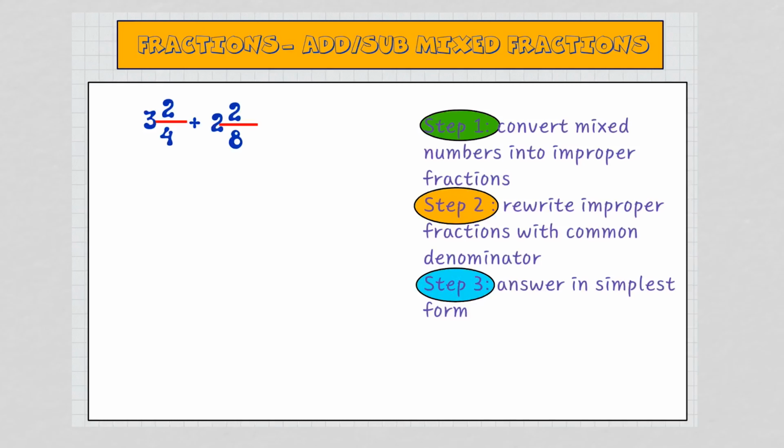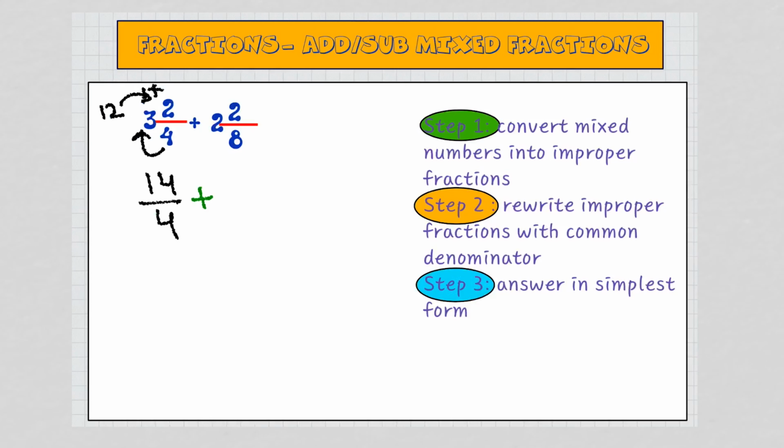First, we will write the mixed numbers as improper fractions. In order to write it as an improper fraction, first we will multiply 4 with 3, which is 12, and then we will add 2 to it, which gives us 12 plus 2 is 14 over 4. Then please write down the plus sign. After that, same procedure for the second fraction.